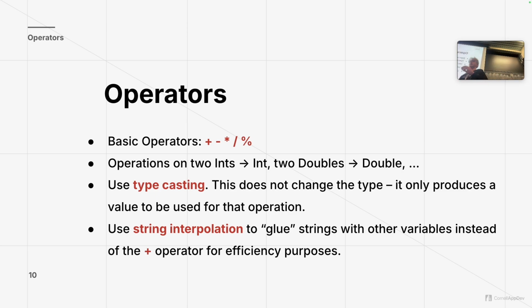So we cast it to a string. And then we want to use string interpolation to glue strings with other variables, kind of like what I showed. And it just replaces the plus operator. It makes it a lot nicer, makes your code a lot greater.